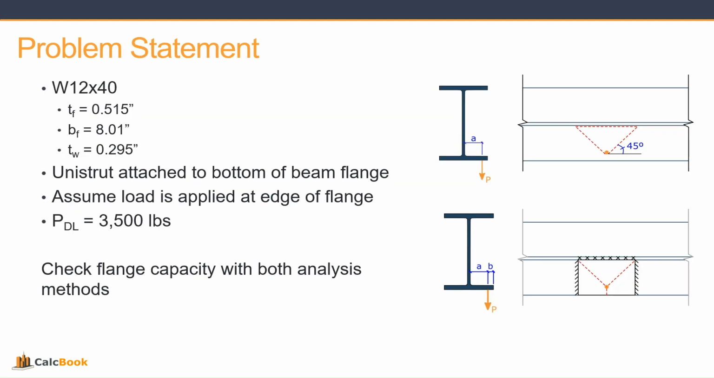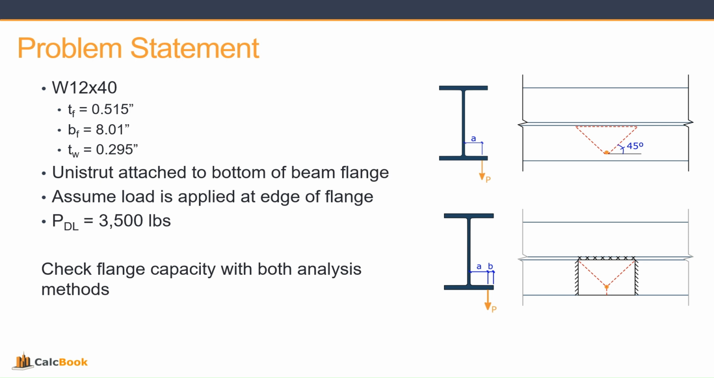So for our problem statement today, we're going to assume that we have a W12x40. That's going to give us a couple of different parameters we need for the calculation. We're going to assume a unistrut is attached to the bottom of the beam flange at that location P. We're going to assume the load is applied at the edge of the flange. So for the cantilever method, that A value is just going to be all the way to the edge. For the yield line theory, same thing: A will be all the way to the edge, and that B value in the lower right will be 0.